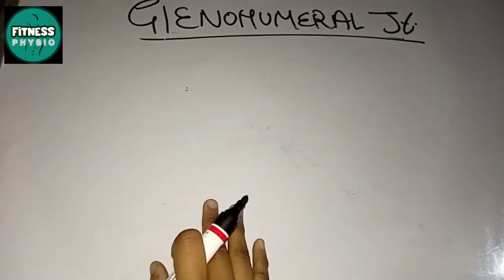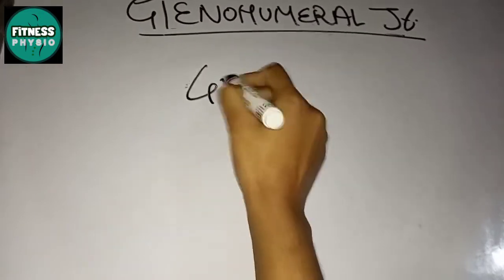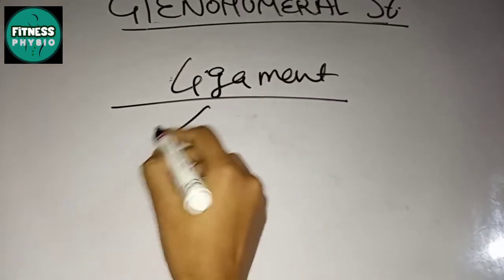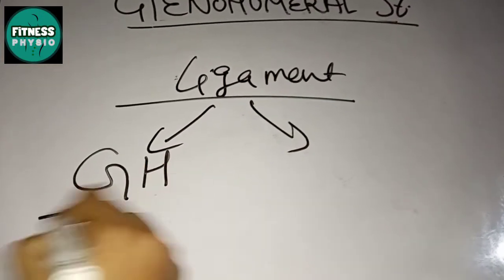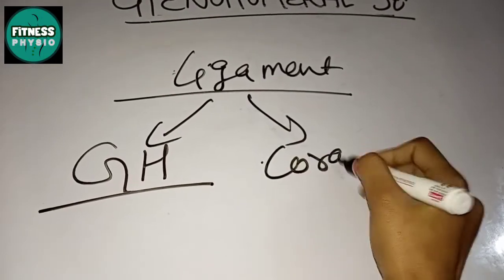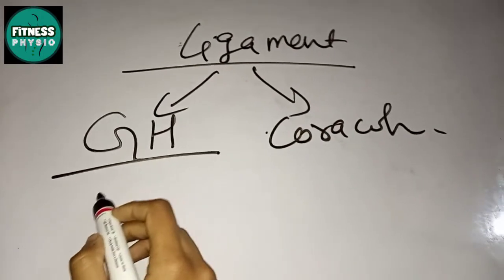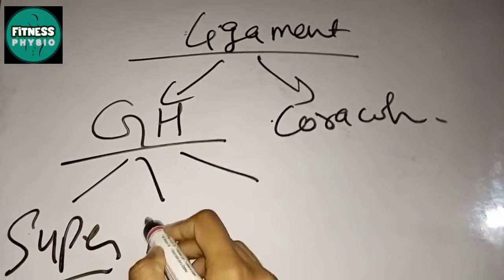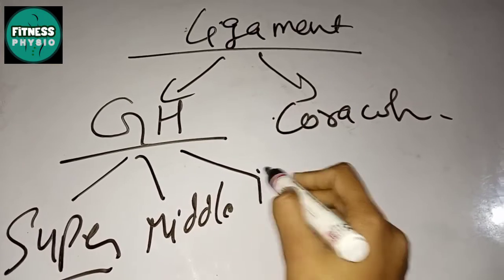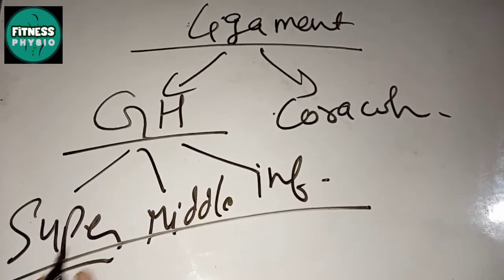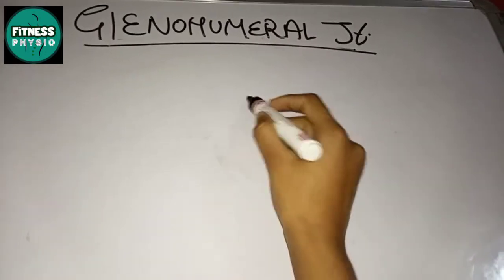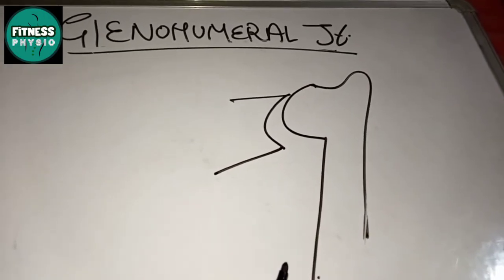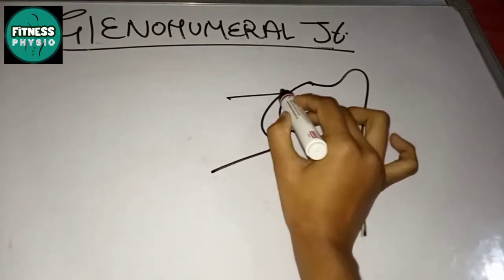Now next we will be learning about the ligaments, the third accessory structure. We have divided the ligaments into two: the GH, glenohumeral ligament, and the coracohumeral ligament. The GH ligament is further divided into three: superior, middle, and inferior. Let's discuss these one by one. Let's try to learn these ligaments in this picture.